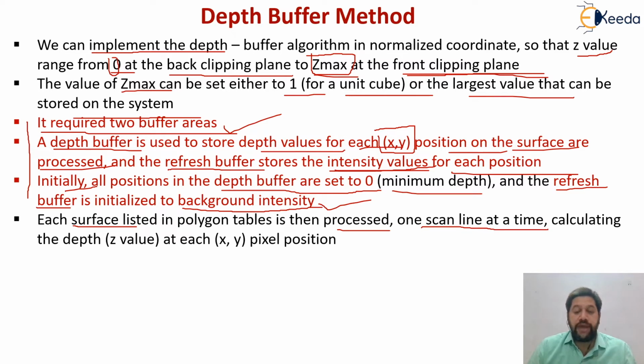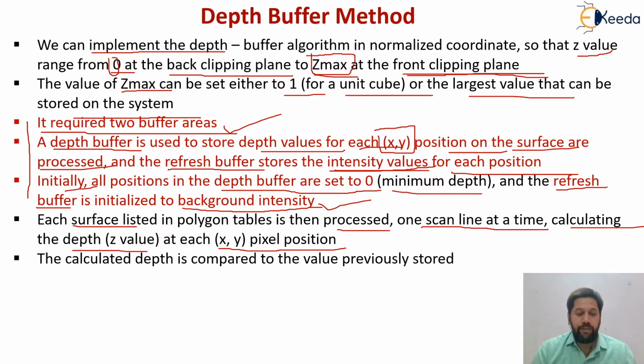Okay, so I'm using scanline coherence, one scan line at a time, calculating the depth or z value at each x, y pixel position of that particular surface. I process the surfaces separately, one scan line at a time, from left to right. Suppose it is 480 scan lines or 1024 scan lines, I have to scan all 1024 scan lines.